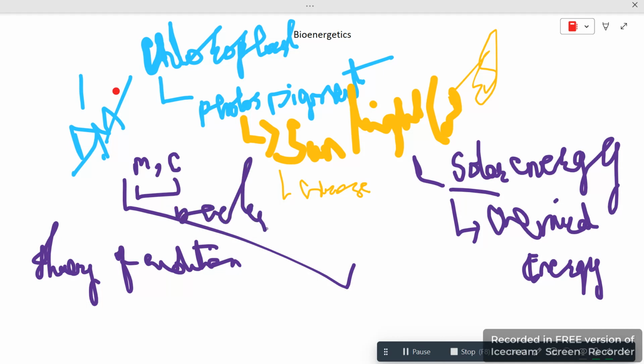So this means eukaryotes are derived from prokaryotes. And the ribosome: 70S is prokaryotic and 80S is eukaryotic.